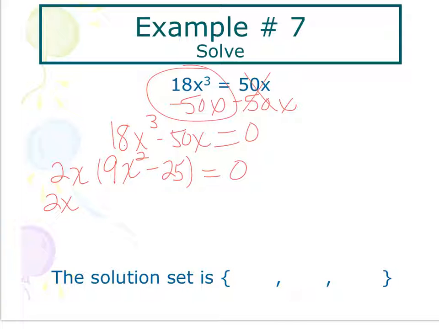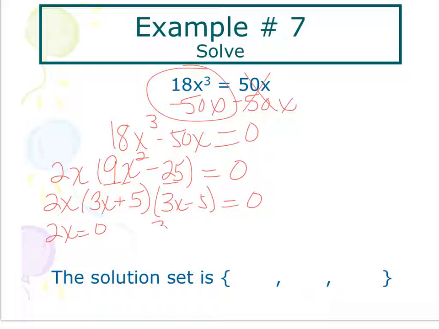Alright, so now I have a 2x, and also 9's a perfect square, x squared's a perfect square, 25's a perfect square. So this is the difference of squares. So square root of first plus square root of second times square root of first minus square root of second equals 0. Now since I have an equal sign, zero product property comes into play, and I've got to take each factor, set it equal to 0, and I have got to solve each one of these equations to get my solutions. So I divide by 2, so one solution is x equals 0.